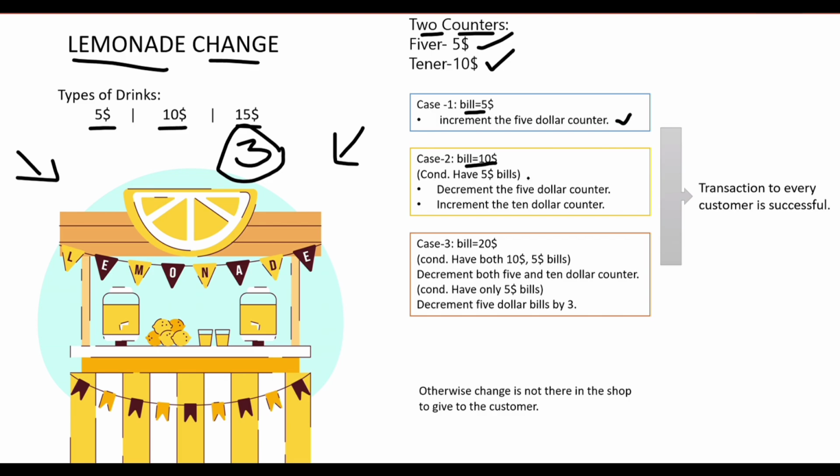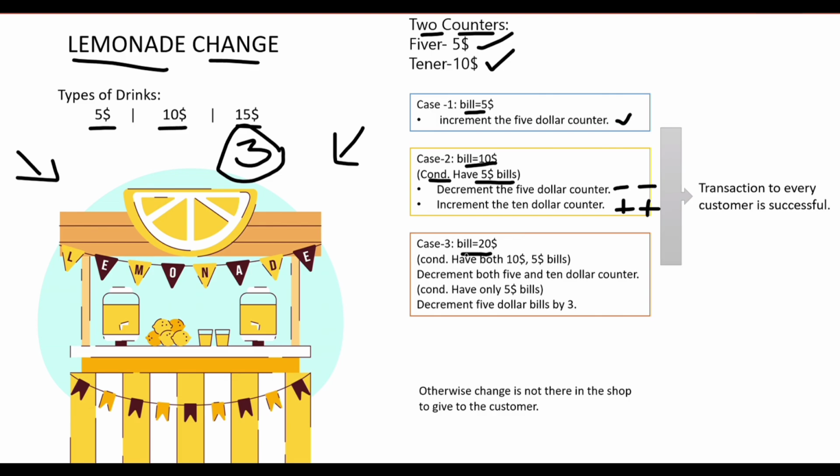The next case is that the customer gives a $10 bill, in which case the shopkeeper should return $5 change. So we're going to decrement the $5 counter because the shopkeeper is giving the $5, and we're going to increment the $10 counter because the shopkeeper is receiving it. It's a counter value, so we decrement and increment the $5 and $10 counters. This is case 2.